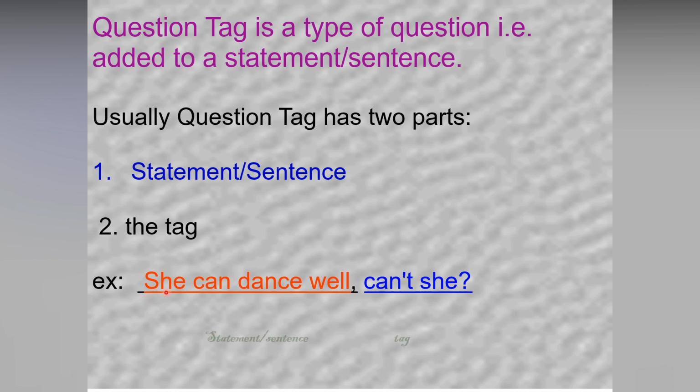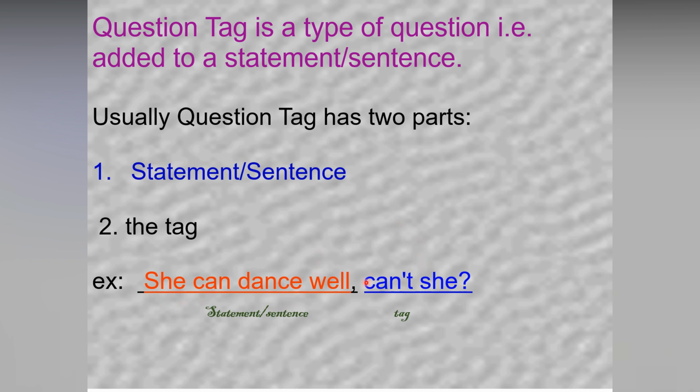Here you can see the tag. The tag is in the form of a question. The tag at the end acts like a tail. So it's a tag, and at the end we add a question mark, so it is a question tag, and based on this statement only the question tag will be here. And we are going to learn how to write it.